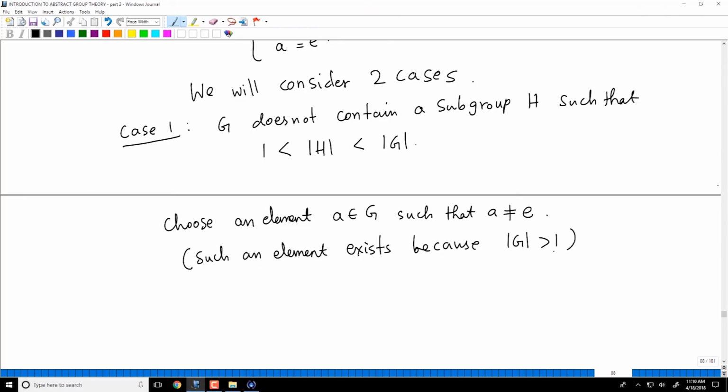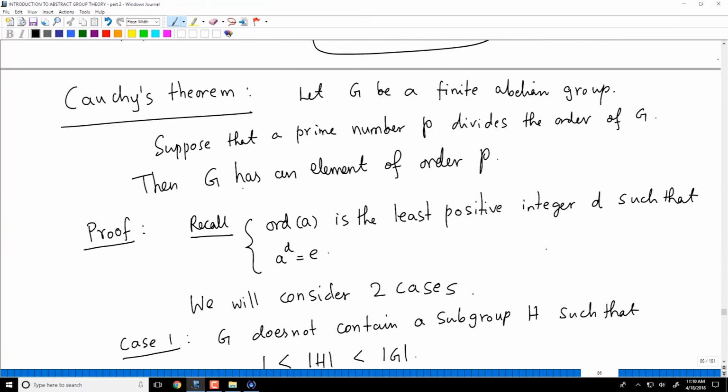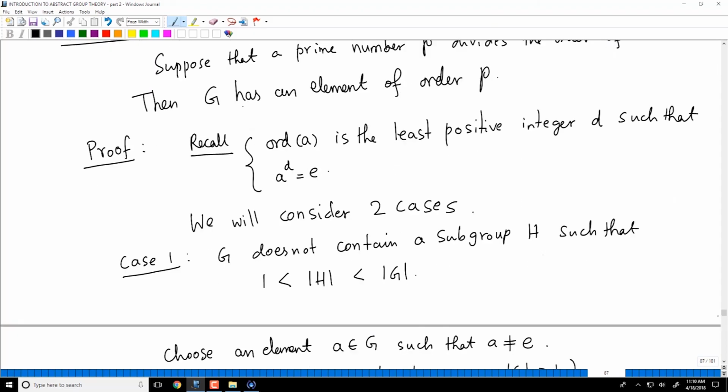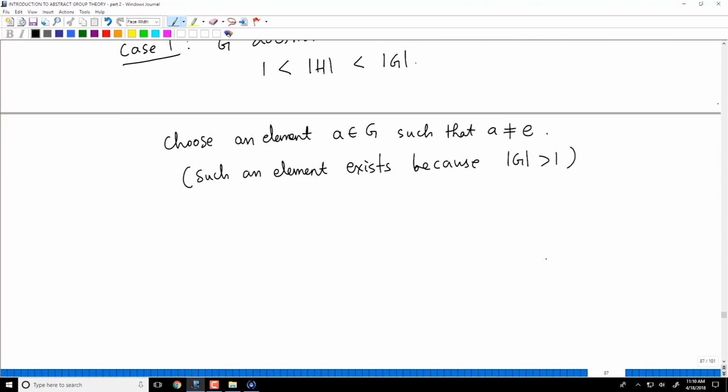the cardinality of G is greater than 1, right? Why is the cardinality of G greater than 1? Because I am assuming that a prime number P divides the order of G. If the order of G is 1, certainly no prime number divides it. Prime numbers are 2, 3, 5, 7 and so on. So the order of G is at least 2. That means there is an element A which is different from E.